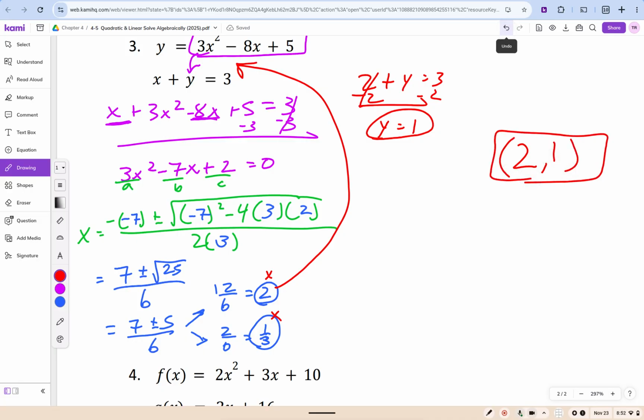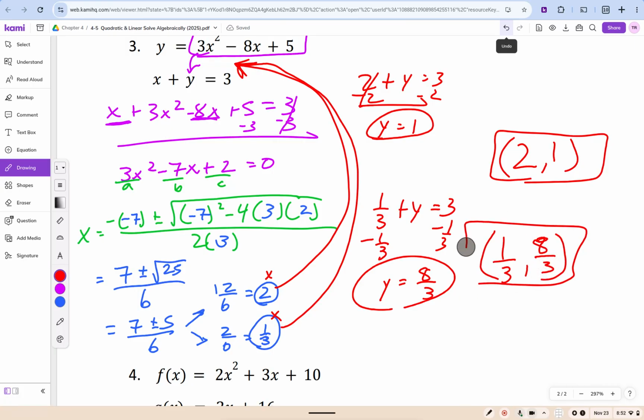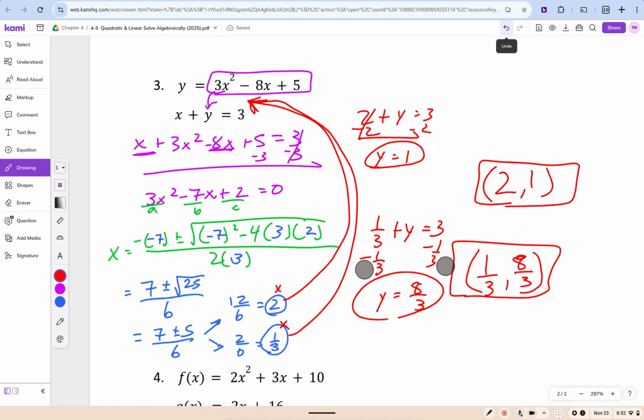And then my second point is x equals 1/3. So when I plug that one in to the same equation, I get 1/3 plus y equals 3. Subtract 1/3. I get y equals 2 and 2/3, or 8 over 3. Either way, your point is 1/3, 8 over 3. If you had rounded decimals on that, probably would be okay, but try not to round if you don't have to.